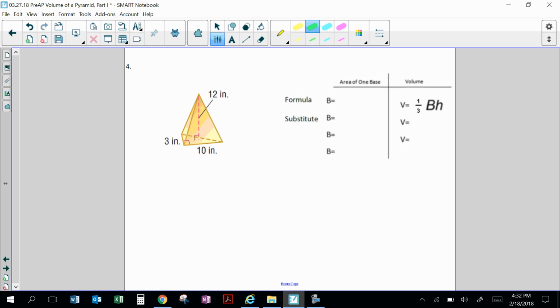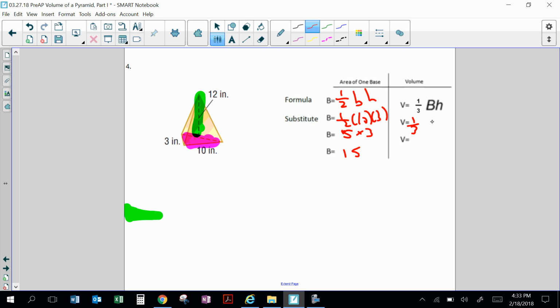So using my highlighter, I highlight the base. Whoops, wrong color. Supposed to be pink. And you know what? I'm going to take this out. So how do you find the area of that one base? Well, first of all, it is a half triangle: half base times height. So what is the base? 10. The height of the triangle is 3. Half of 10 is 5, times 3 is 15.